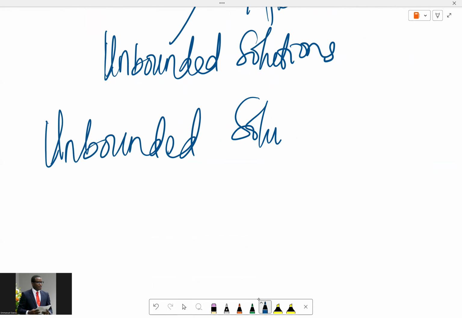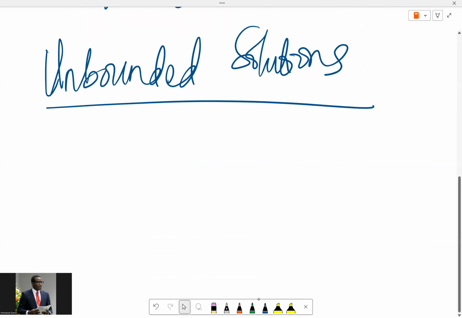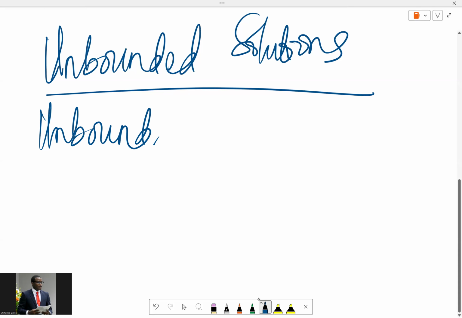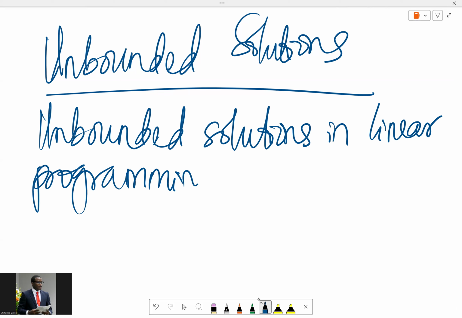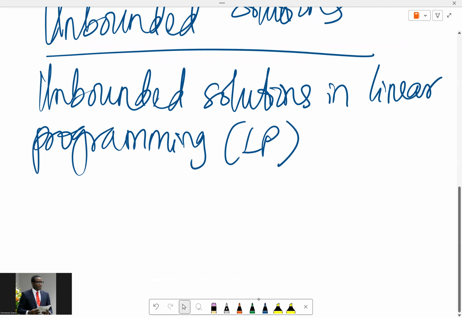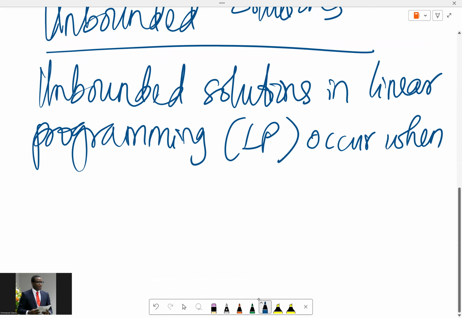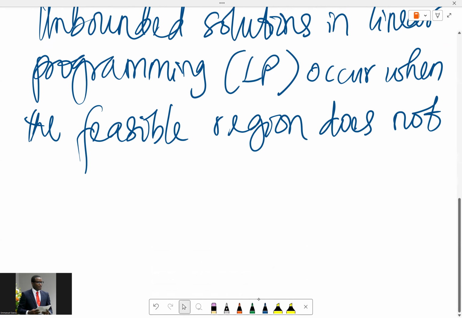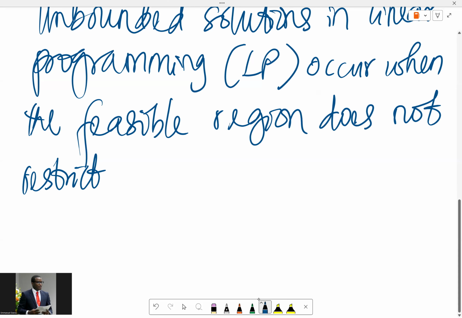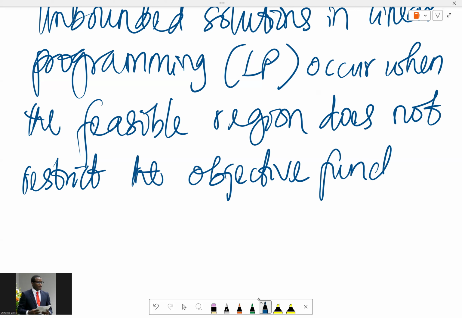Unbounded solutions in linear programming, or LP for short, occur when the feasible region does not restrict the objective function from increasing indefinitely.